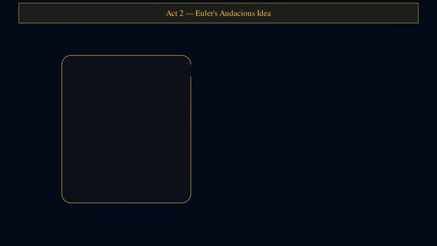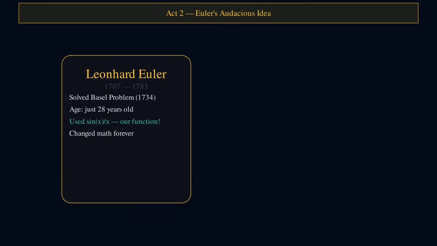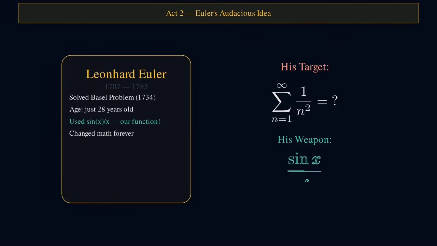Then, in 1734, a 28-year-old Swiss genius named Leonhard Euler sat down with a single function. Our function, sin x over x, and his target, the exact value of the sum of 1 over n squared. And his weapon was an identity connecting sine to an infinite product, the same identity we proved in our last video. If you haven't seen it, go watch it now, because what comes next builds directly on that result.